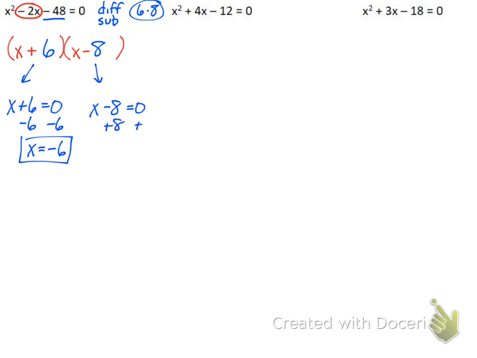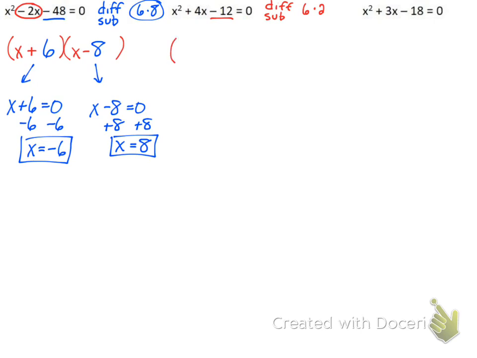Add the 8 to the other side and get x is equal to 8. With the second one, same thing. Look at the C value, different signs, and subtract. So the combination that's going to work is going to be 6 and 2. 6 times 2 gets me to 12, and then 6 minus 2 gets me to 4.